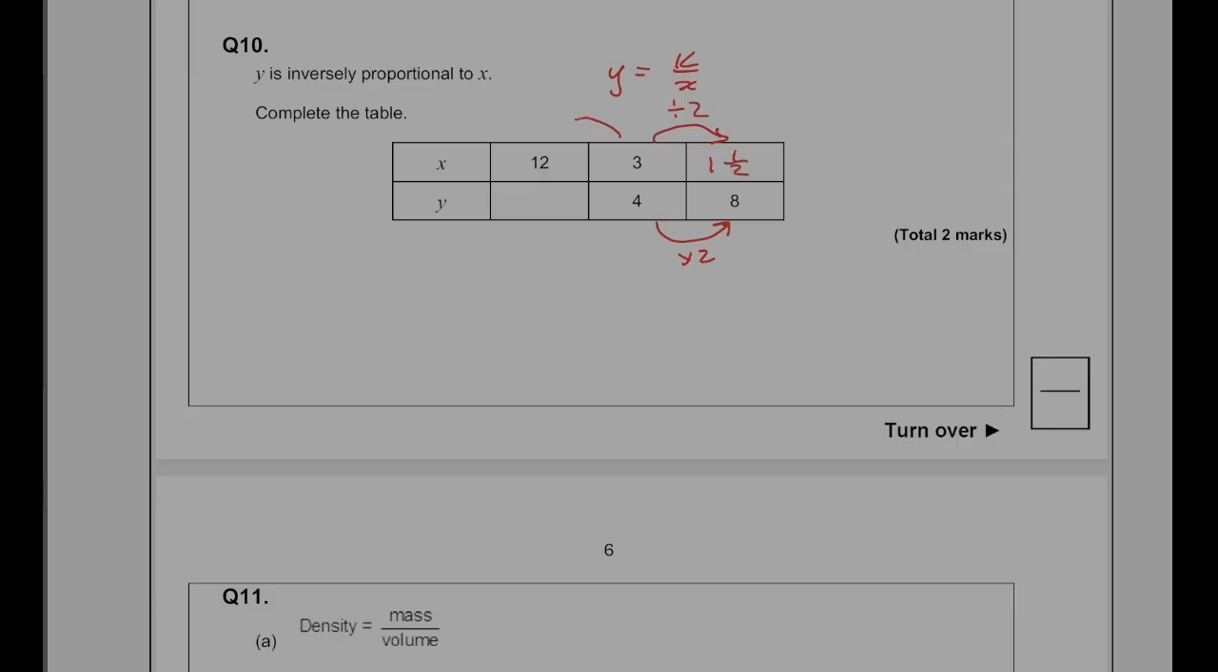And then if to get from here to here I have times by 4, to get from here to here I'm going to be doing the opposite, so divide by 4, so that would be 1.